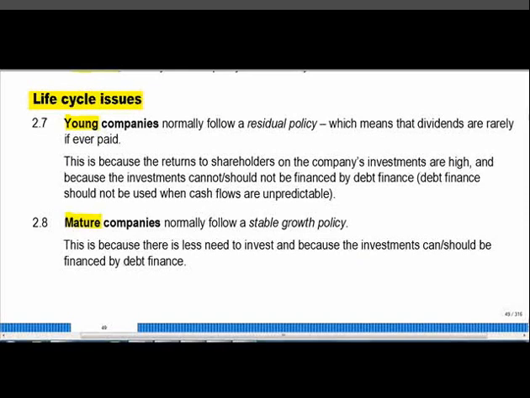And this sort of life cycle approach can be criticised. For example, a young company might be a private company. And if it's a private limited company, then its shareholders will find it very difficult to sell shares. So they'll actually want some returns from their investments. And so a young private company might well find itself under pressure to give some returns to the shareholders, which will mean paying dividends. A young company that's listed might also consider paying dividends.